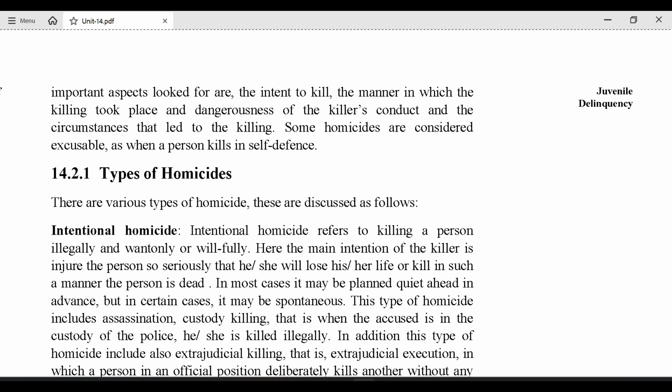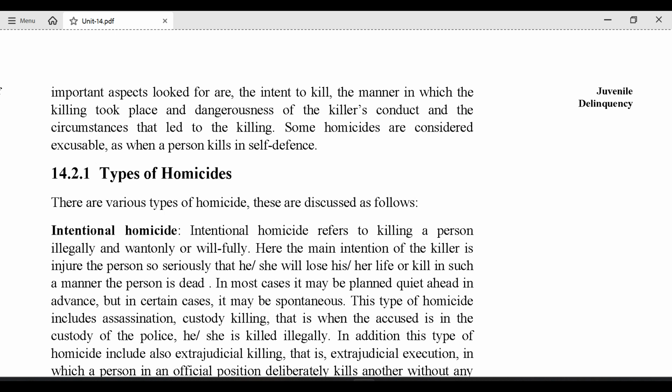14.2.1 Types of homicides. There are various types of homicide. These are discussed as follows. Intentional homicide. Intentional homicide refers to killing a person illegally and wantonly or willfully. Here the main intention of the killer is to injure the person so seriously that he/she will lose his/her life, or to kill in such a manner that the person is dead. In most cases it may be planned well in advance, but in certain cases, it may be spontaneous.